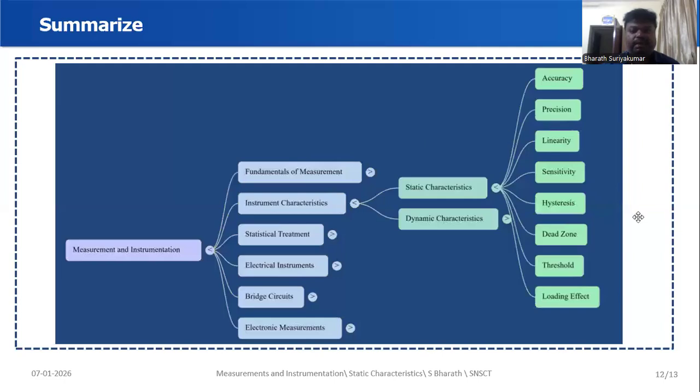Let's summarize the topic we have discussed in today's class. Measurements and instrumentation deals with the concepts of various instrument characteristics. They are classified into static characteristics and dynamic characteristics. Static characteristics are listed here: accuracy, precision, linearity, reliability, sensitivity, hysteresis, dead zone, threshold, and loading effects.